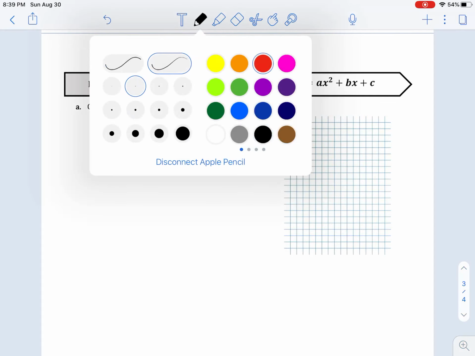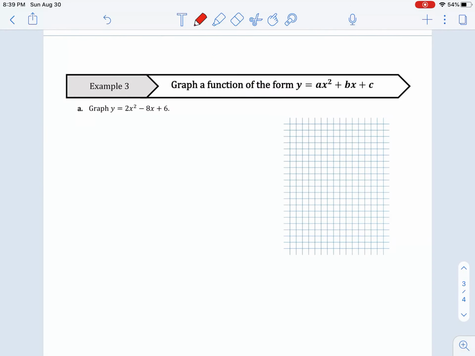Let's do one more example where we don't make a table. So all I'm going to do for this example is I'm going to go in order and I'm going to use my key features. So I'm going to use my axis of symmetry, I'm going to use my vertex, and I'm going to use my y-intercept.